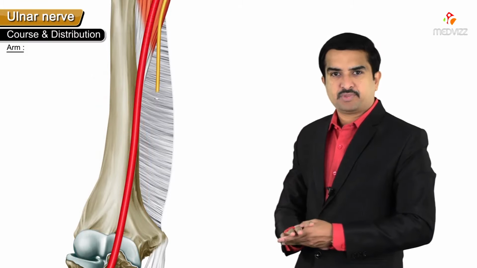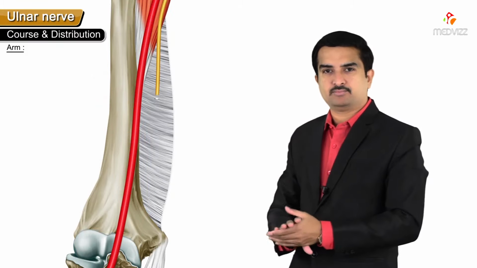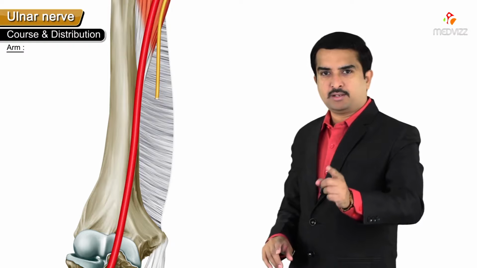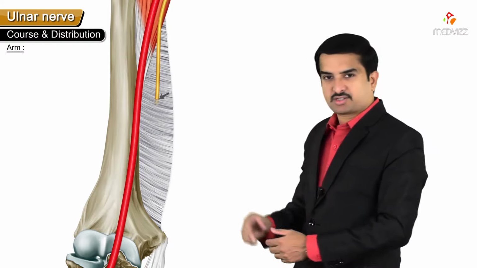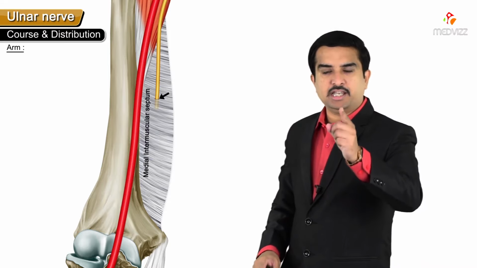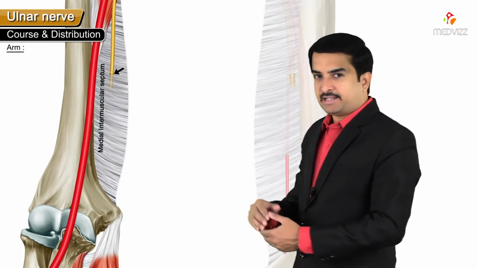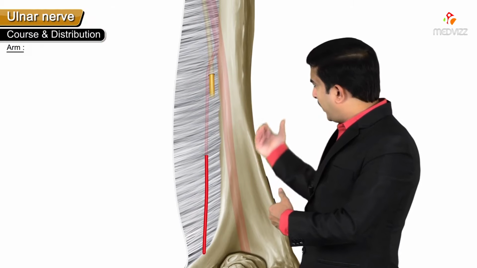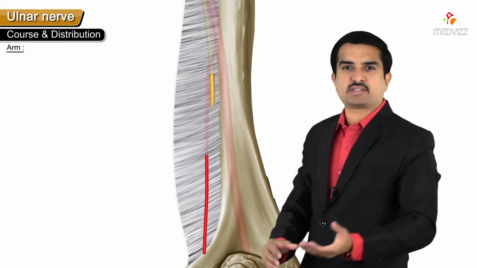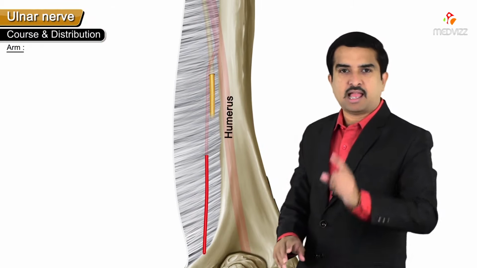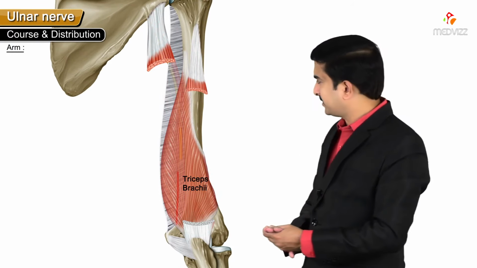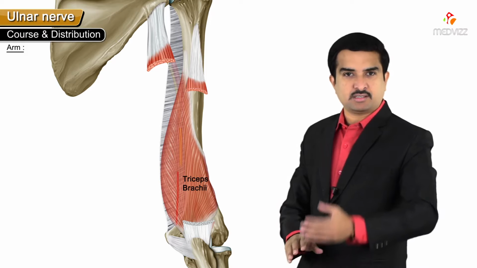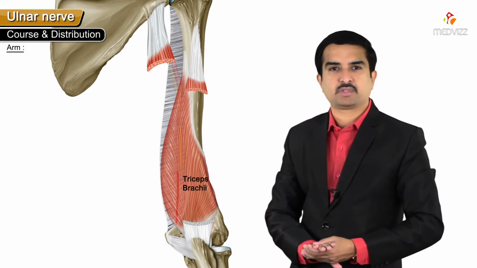Here in the middle of the arm, see carefully, the ulnar nerve pierces the medial intermuscular septum and heads posteriorly, where it lies in close proximity to the humerus and to the medial head of the triceps brachii muscle and the tendon, that is in the lower part of the arm.